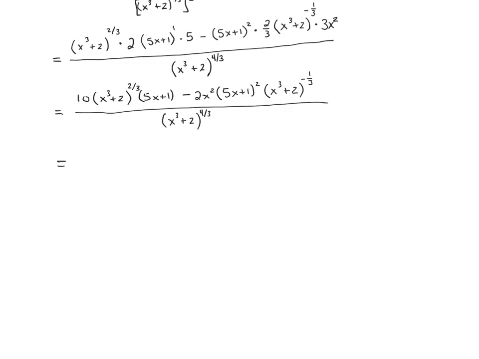Equals now, and we look for that common factor in the numerator. So we see a 10 and we see a 2. So we can factor out a 2. We also see a factor of x cubed plus 2 in both, and then we can factor out that raised to the lower power of negative 1/3. Likewise, we see 5x plus 1 in both, and the lower power on it is simply 1. Leaving behind now, from the first term, we factored out 2 from the 10, which leaves behind 5.